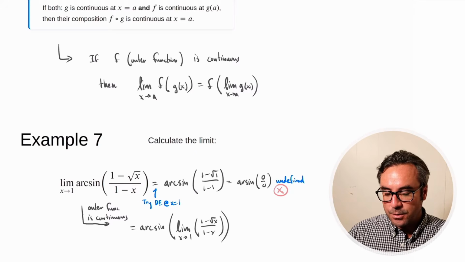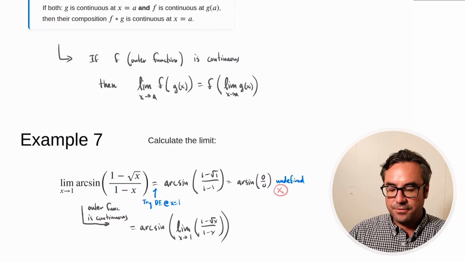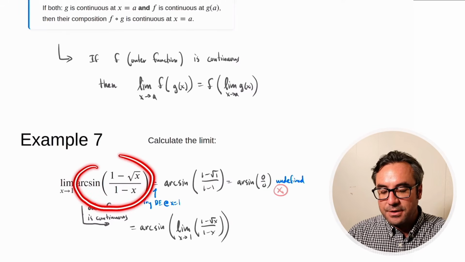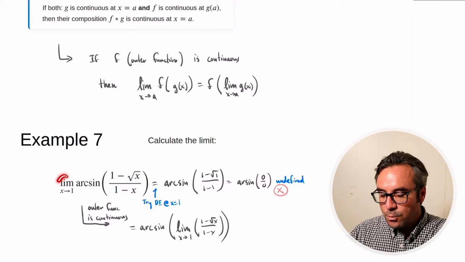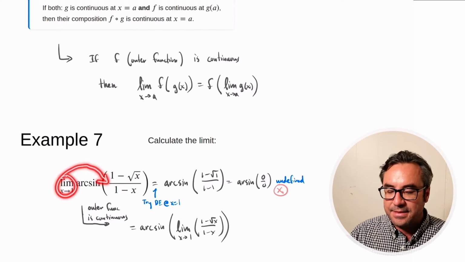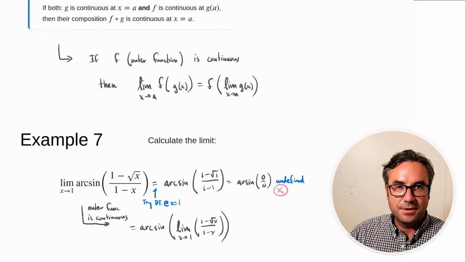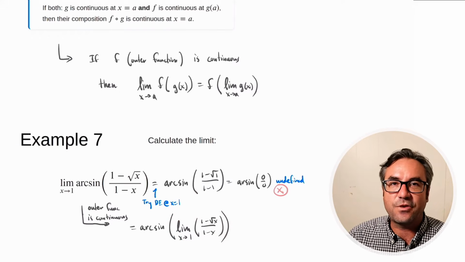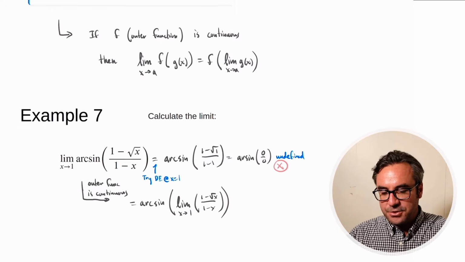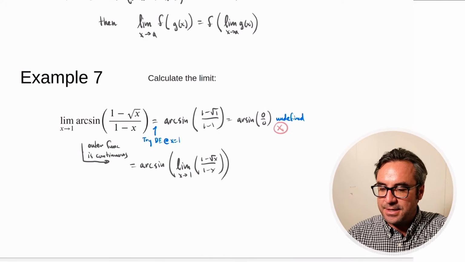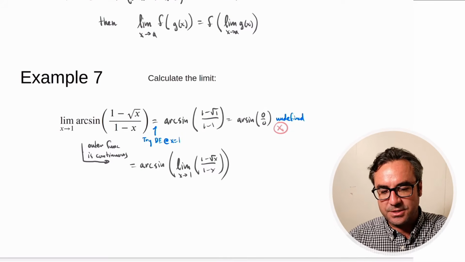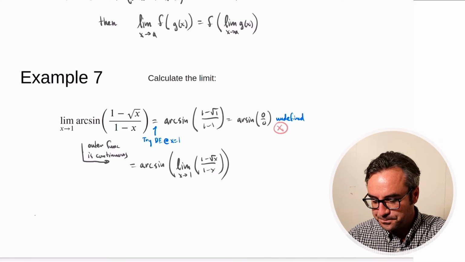So now we're going to use the continuity of that outer function. Rather than calculating the limit of that entire thing, we're going to move the limit inside that arcsine function, and we're going to focus on just the limit of that fraction. And let's do that off to the side. It's going to take a little bit of work.